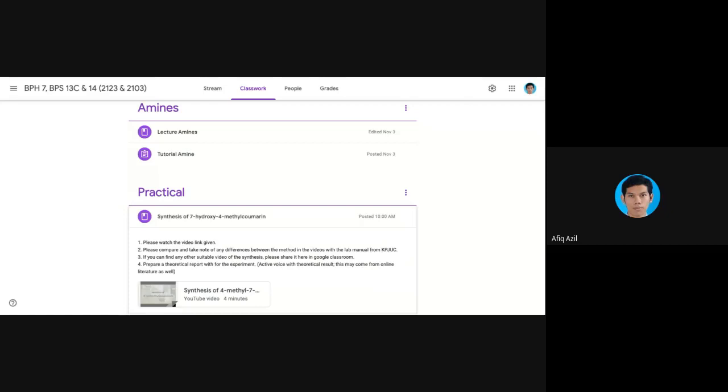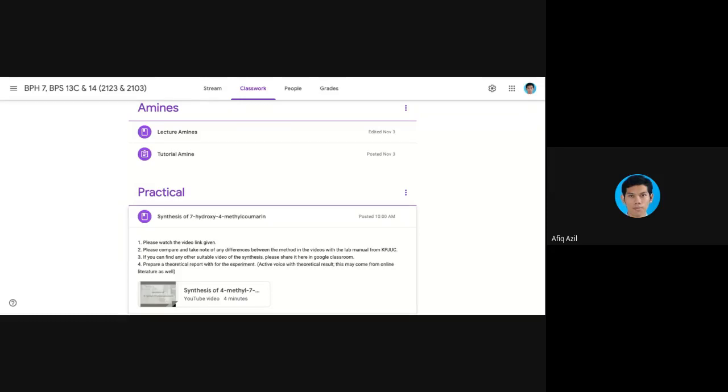Okay, so based on that video, the only thing that is different is the amount used. The one in our lab manual, in the KPGC lab manual, has slightly different amounts. But overall, almost all of the method is the same. So it's just different apparatus.